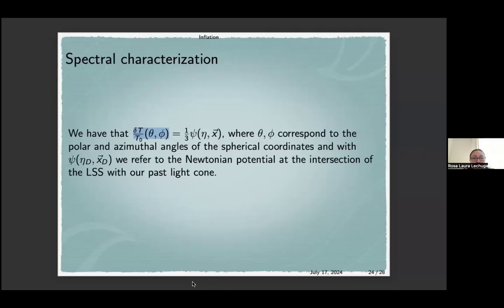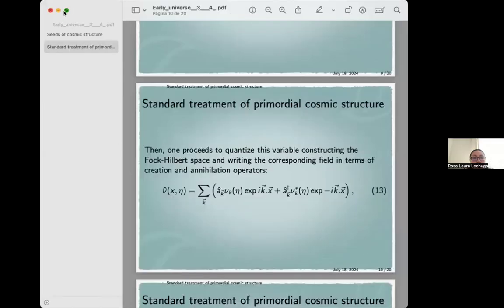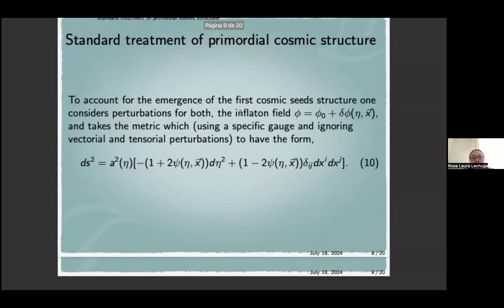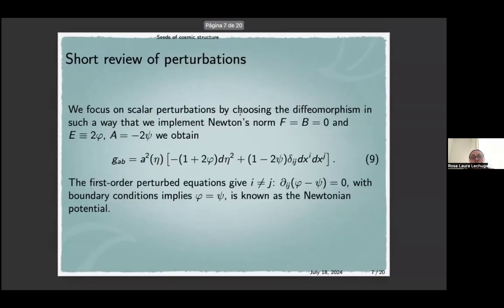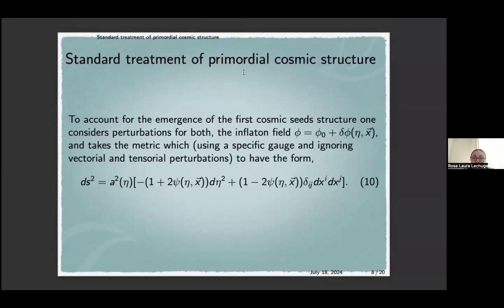Let me refresh you. In the last lecture that we studied, that was the spectral characterization, but also yesterday we studied the primordial cosmic structure according to the quantum treatment. So the starting point is the same.